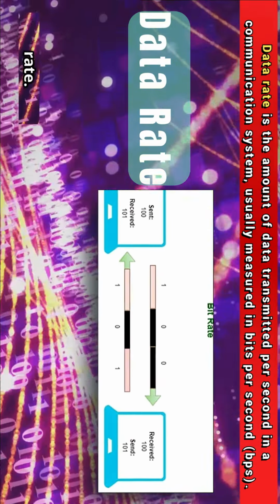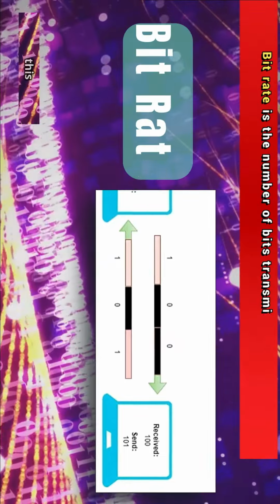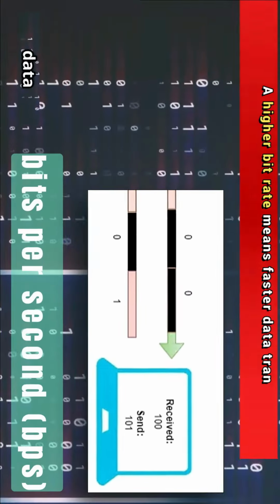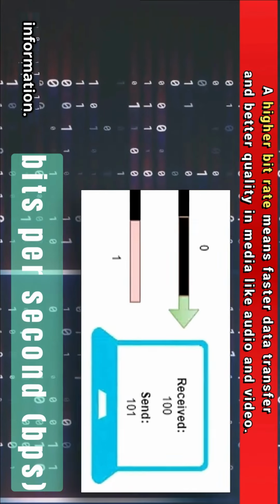Next, data rate, also known as bit rate. This is the amount of data transmitted per second, measured in bits per second. Higher data rates mean faster transmission of information.